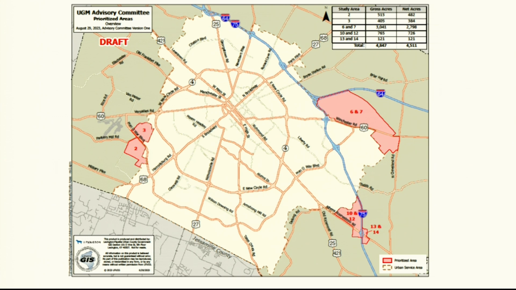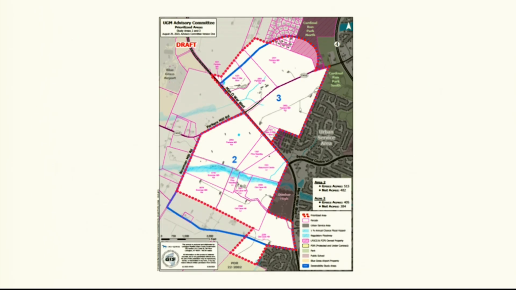When I say one map, they're one map for purposes of calculating the acreage. Even though 2 and 3 are shown on the same page, they are separate maps. In this depiction, there is a total of 4,847 gross acres identified in these sewerability areas and the surrounding areas. So we'll start with area 2.